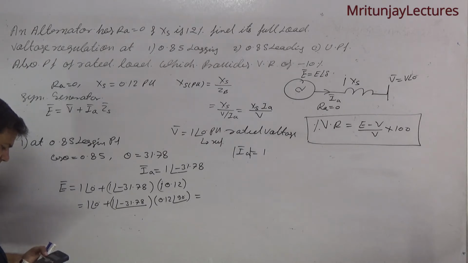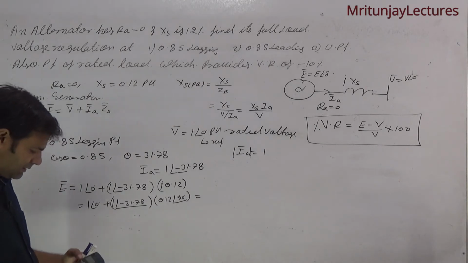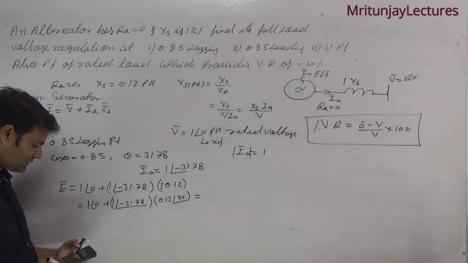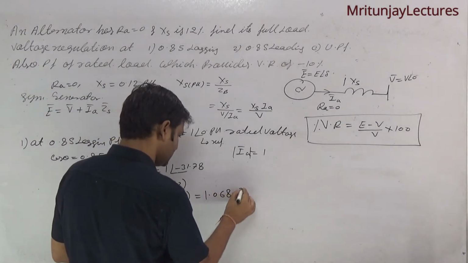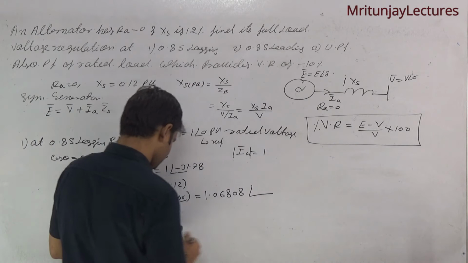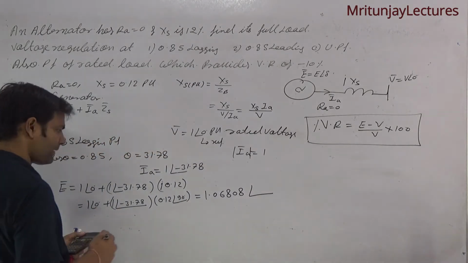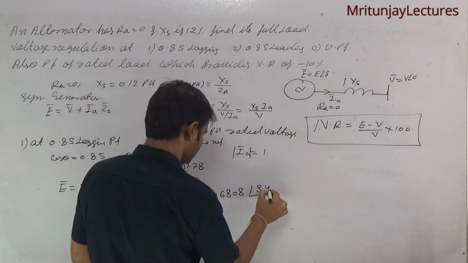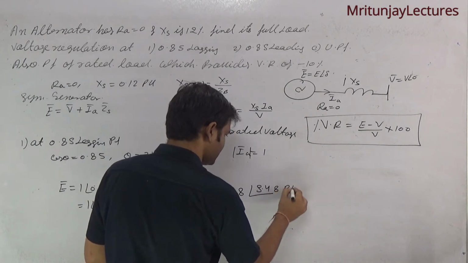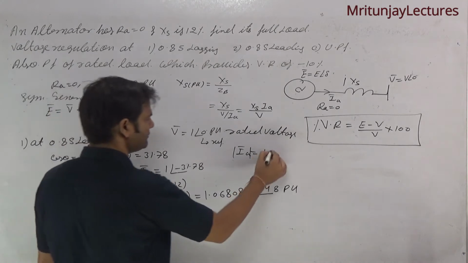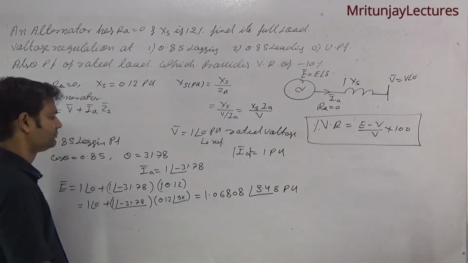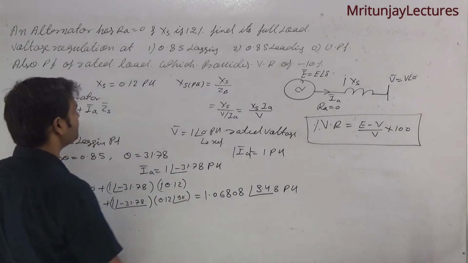Now adding the plus 1, we get 1.06808 at the angle 5.48 degrees, in terms of pu. All in pu. This one is also written in pu.